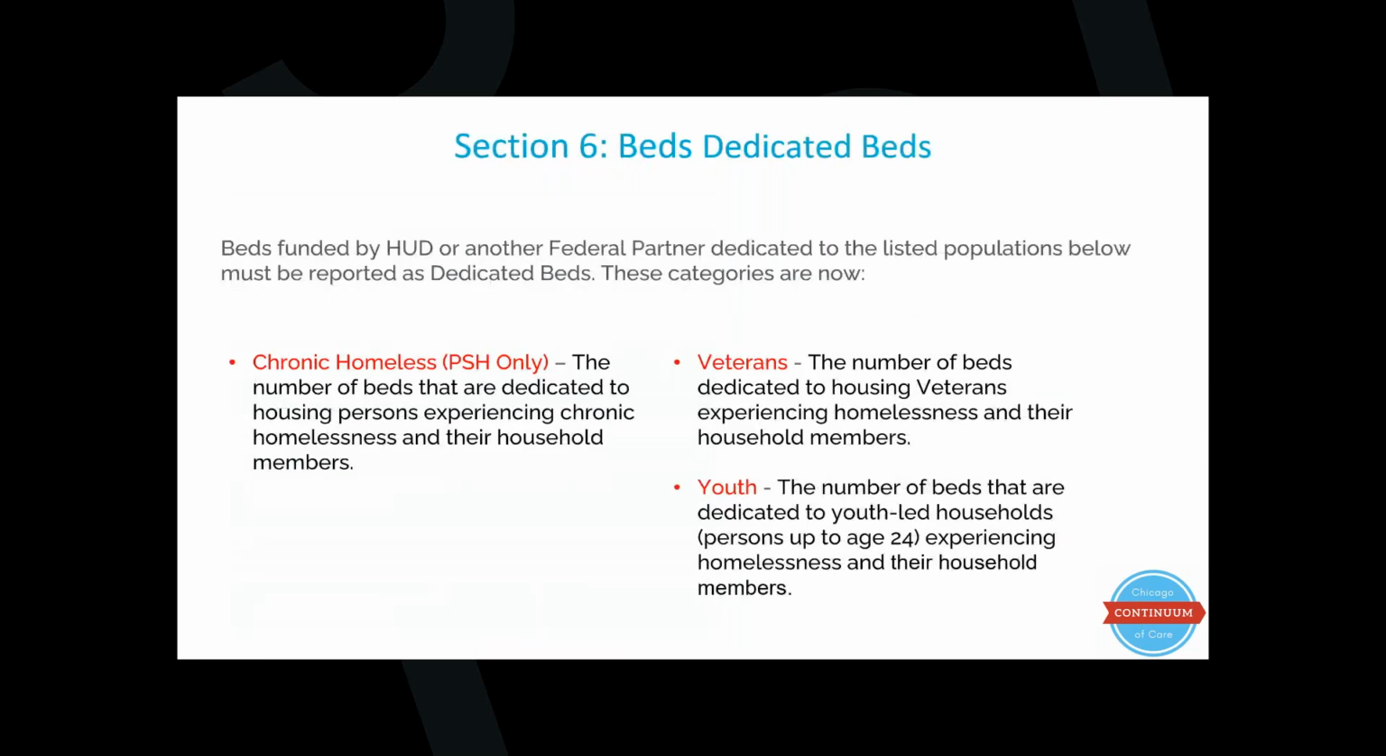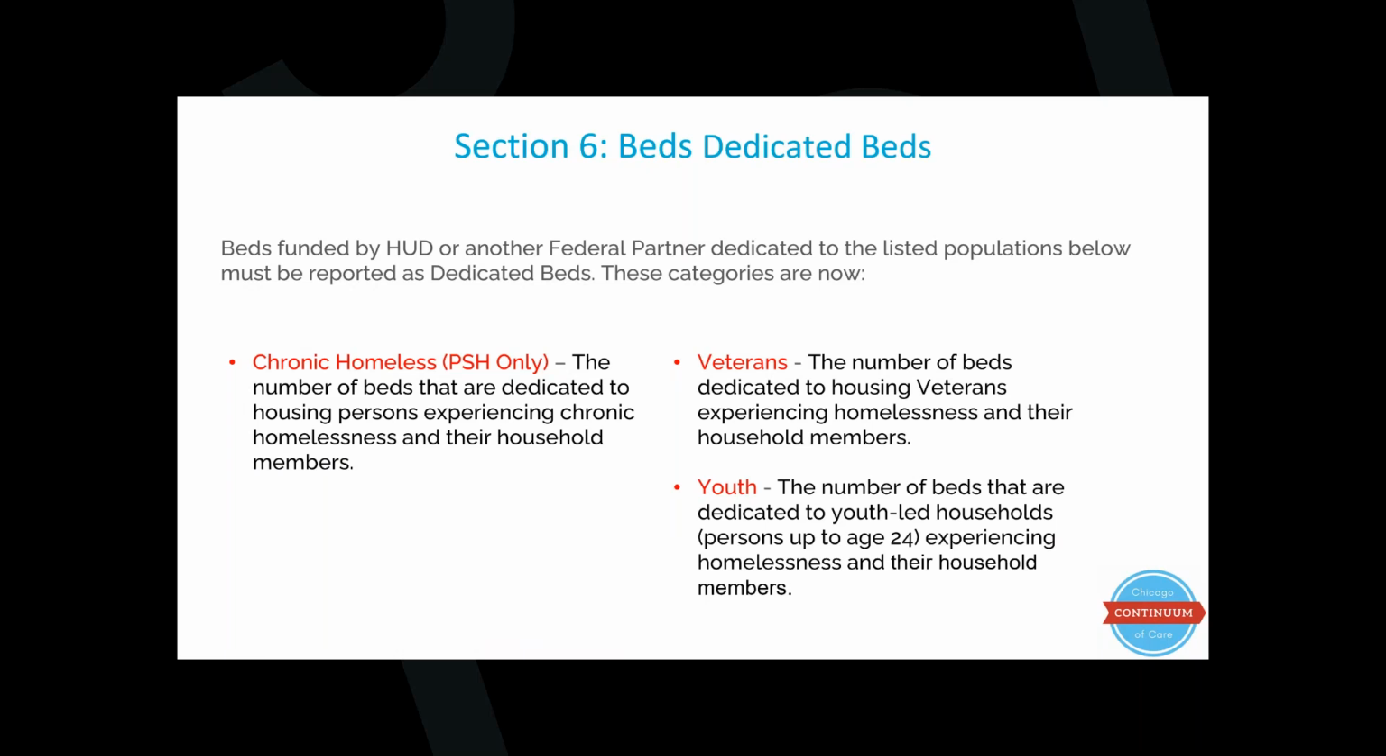Okay, so the next part is going to be section 6 for dedicated beds. Beds funded by HUD or other federal partner dedicated to the list populated below must be reported as dedicated beds. So these categories are going to be chronic homelessness, veterans, and youth. So if your project has dedicated beds to any of these, you're going to want to document that in that section.